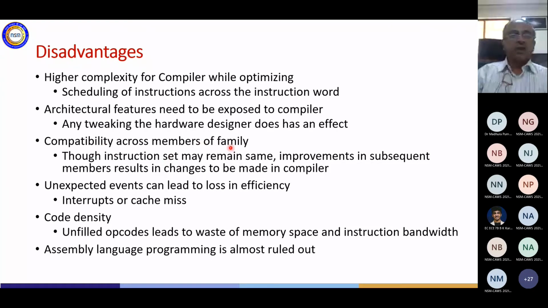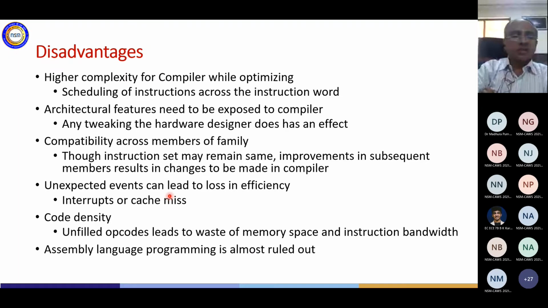Then there is compatibility across the family members. Like if Deerfield comes and it has some improvements, then the compiler has to change, because changes in the hardware have to be reflected in the compiler. Then there are some unexpected events like cache miss, which we already discussed, or some interrupt occurs. Then the scheduling goes for a toss. It will recover eventually, but there are such bleeps that will come in the performance.